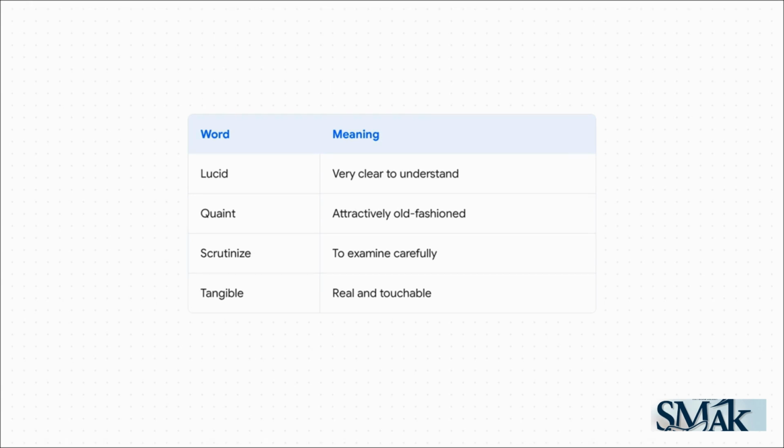Instead of calling a village old and small, call it quaint, which means attractively old-fashioned. Don't just look at a report, scrutinize it, examine it very carefully. And if results are real and touchable, they are tangible. Simply substituting basic everyday adjectives with these powerful vocabulary words makes your speech sound highly educated and super precise.